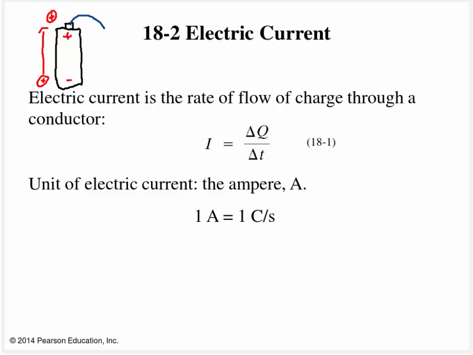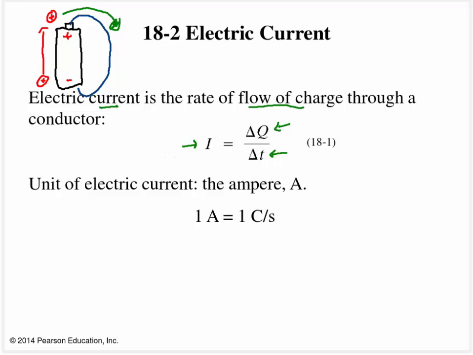Now again, if I provided some path for this positive charge to take, then I'm going to have a flow of charge. This flow of charge has a special name. It's called the current, and the amount of current is how much charge is flowing by in a given amount of time.